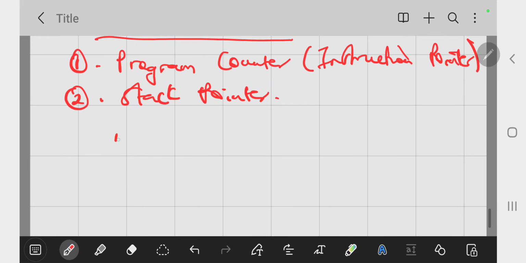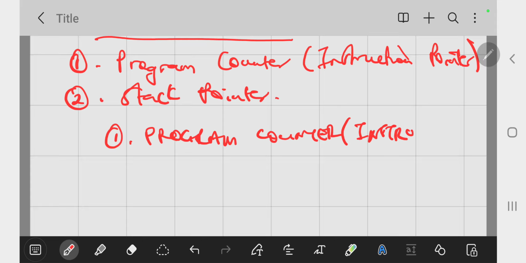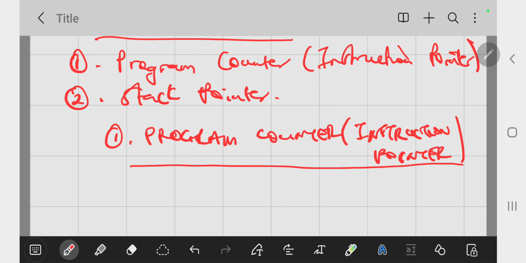Okay, starting off, number 1: program counter, also known as instruction pointer. When we look at the program counter, our main focus is to know where it got its nickname from. Why do they nickname it instruction pointer? Because its real name is program counter.